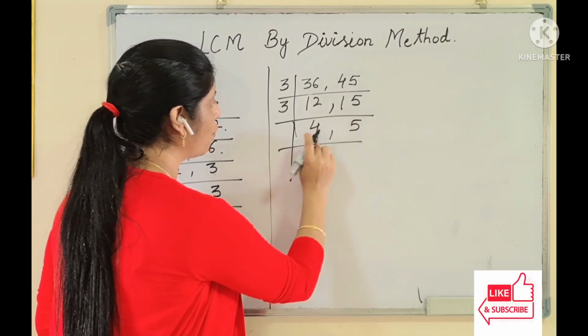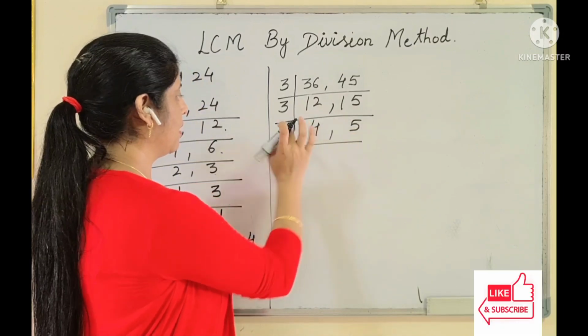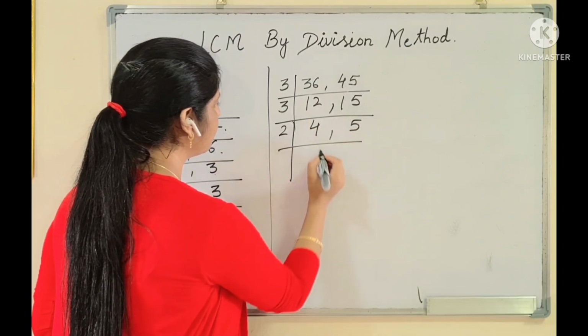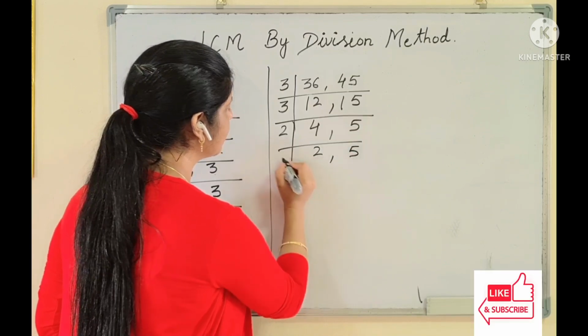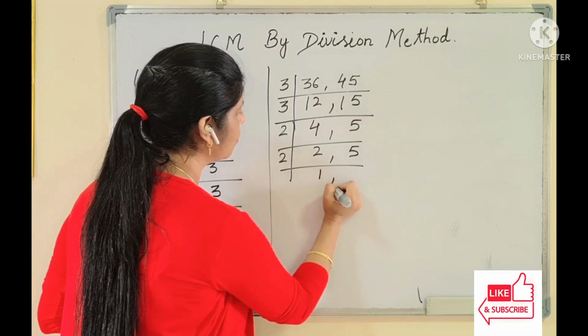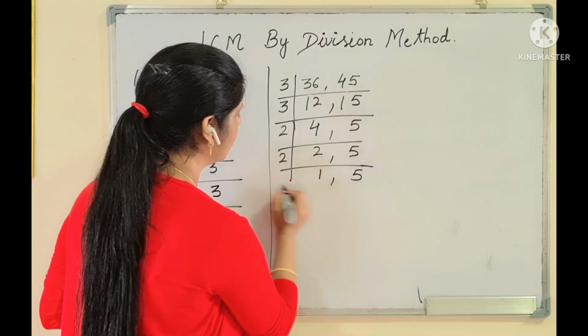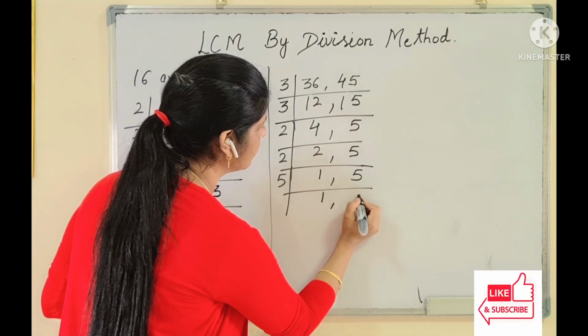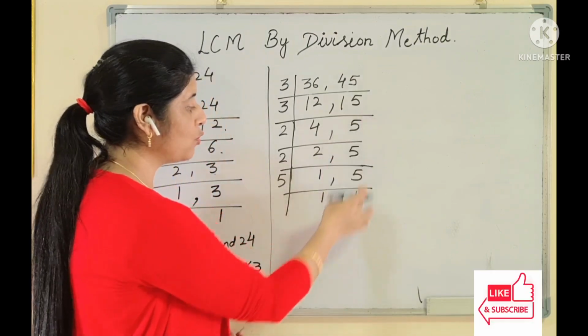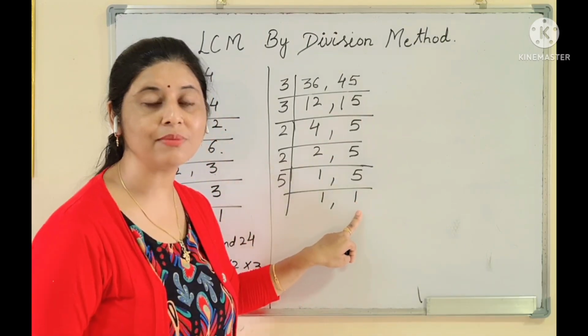See here 4 and 5. 4 is divisible by 2. 2 2s are 4, 5 as it is. 2 1s are 2, 5 as it is. Now divide by 5. 1, 5 1s are 5. So we have to keep on dividing till the quotient becomes 1.